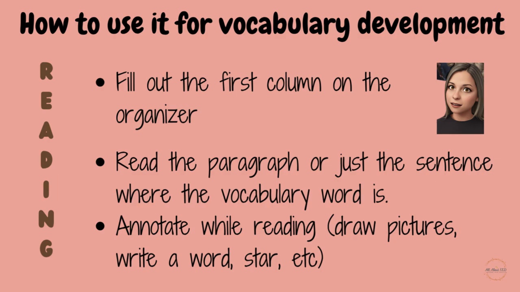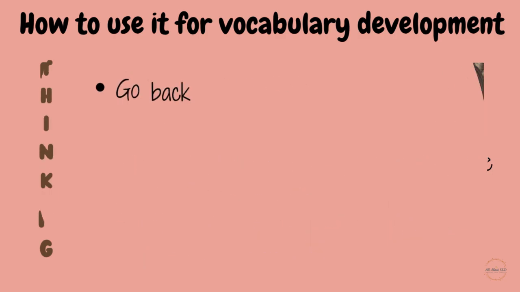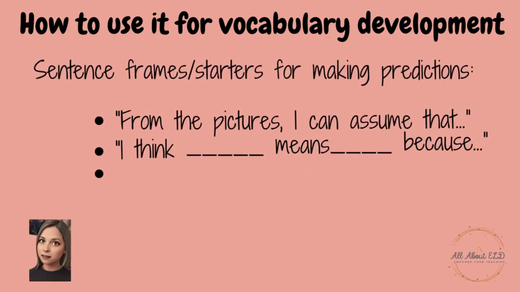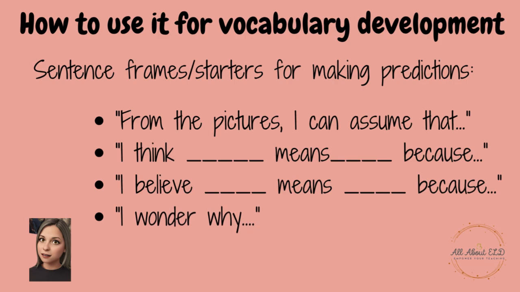When you're done reading, talk about what you read. After reading the sentence or short paragraph containing the word, ask students to decide if their predictions about the meaning of the word can be confirmed or rejected, and to find evidence from the text that supports this idea. End this activity and add more speaking to the lesson.